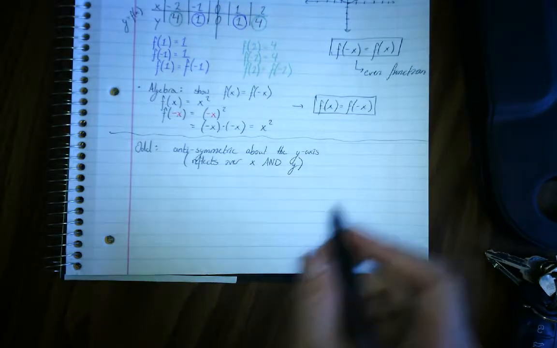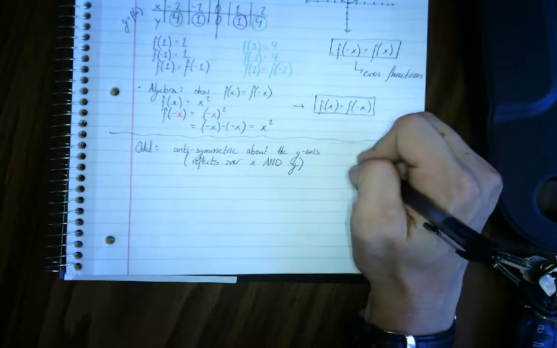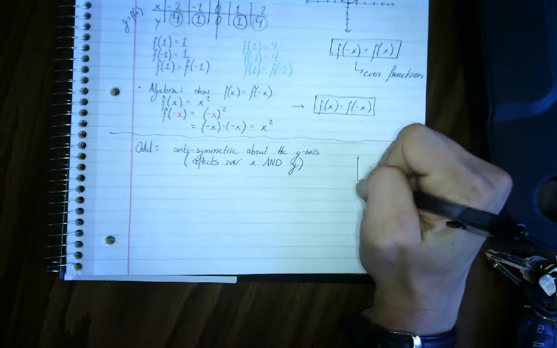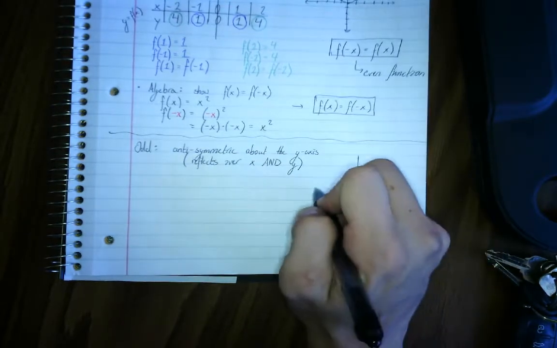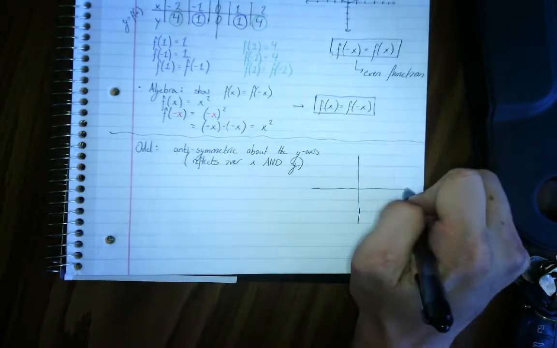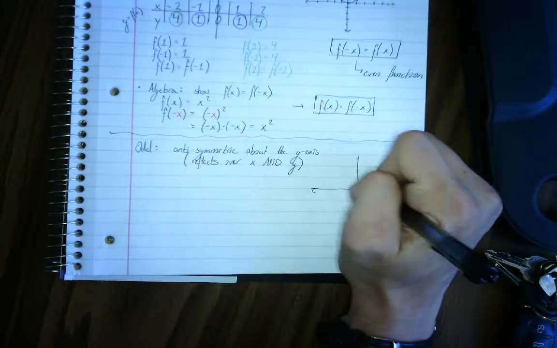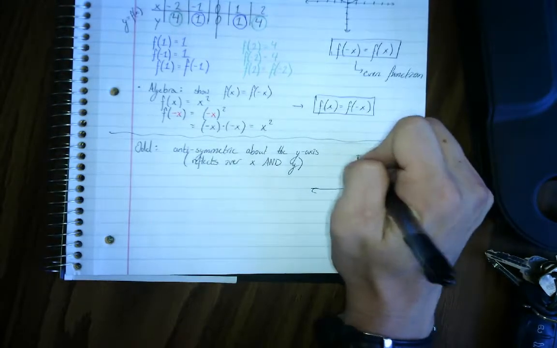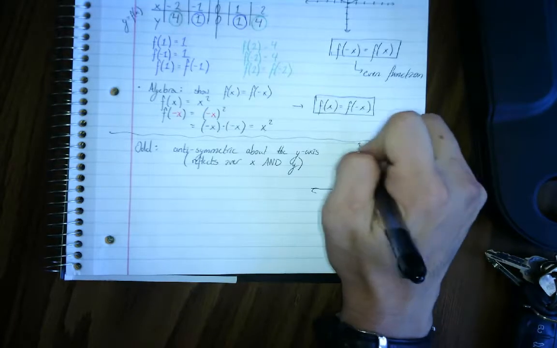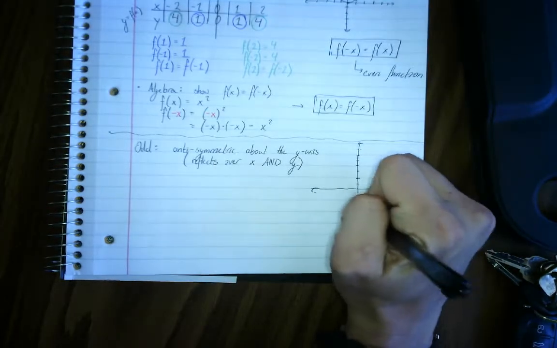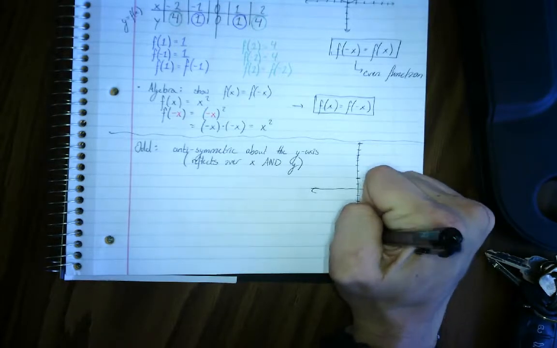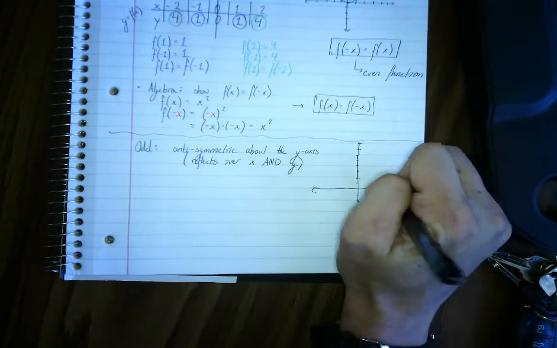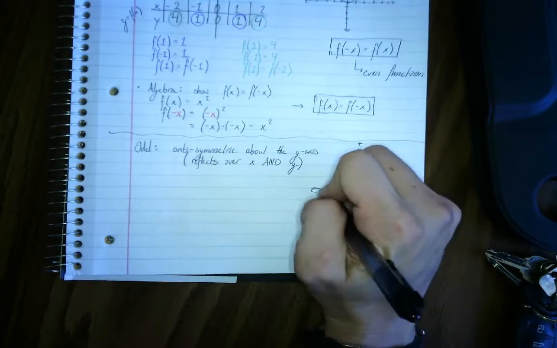So we'll create a graph. 1, 2, 3, 4, 5, 6. And we're actually going to need to go up a little bit more. 7, 8. 3, 4, 5, 6, 7, and 8. Down this way. And then maybe 3 on each side.